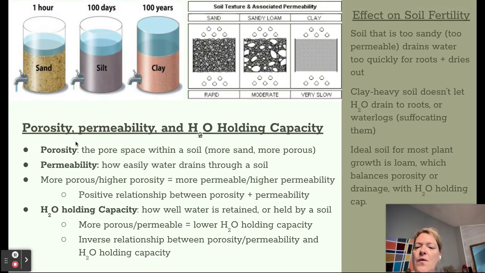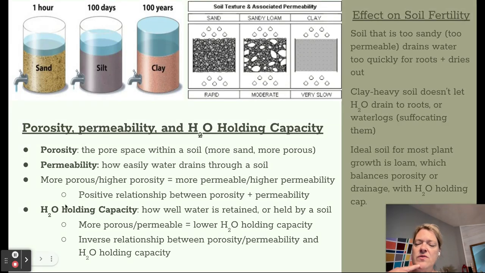Okay, so porosity, again, these three types of soil textures and how water holding capacity relates to those different features of the soil. So again, porosity is the space within a soil, more sand, more porous. Permeability is how easy water drains through a soil. So that's an important term to know. How quickly does the water drain? That has to do with the porosity. If it's more porous, sand, for instance, it's going to be more permeable. Water's going to run through it much more quickly.